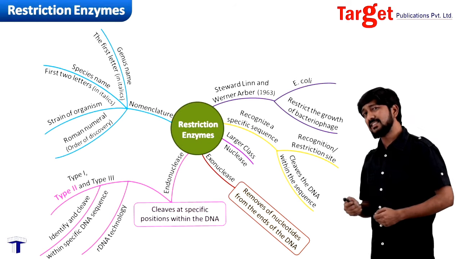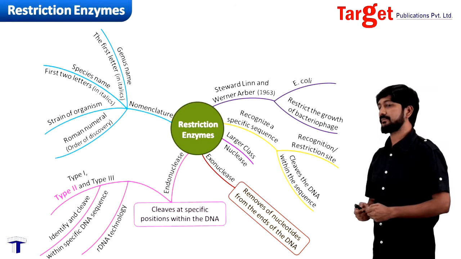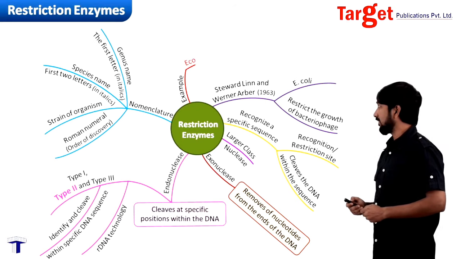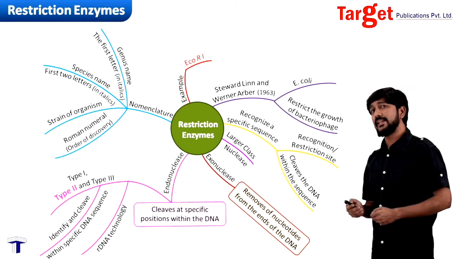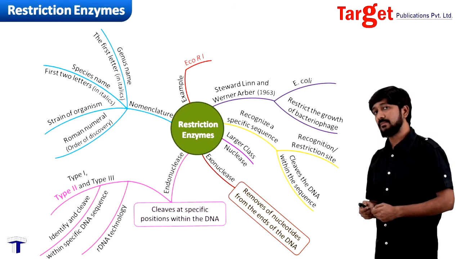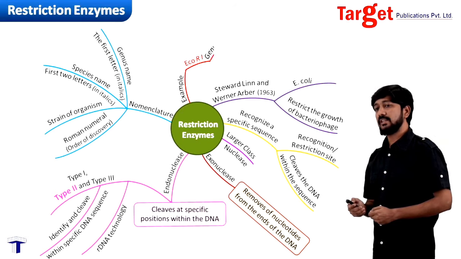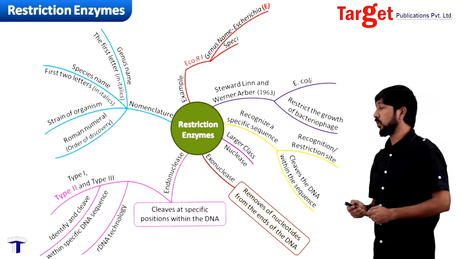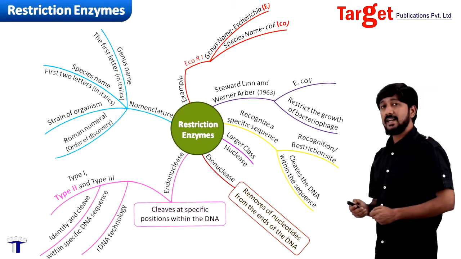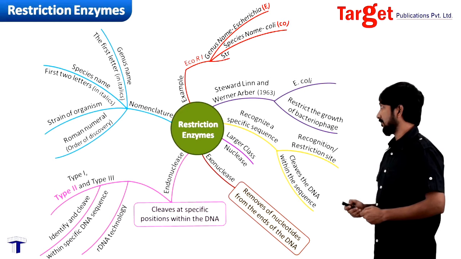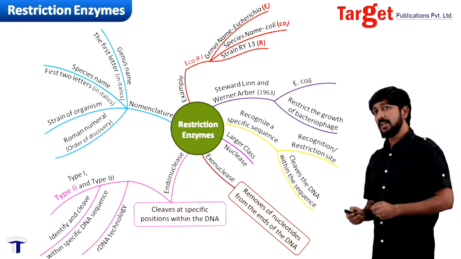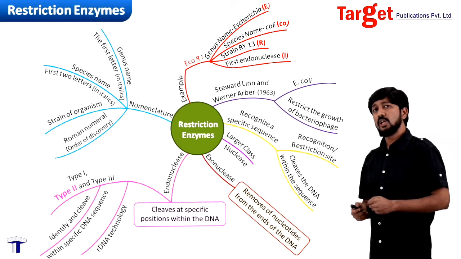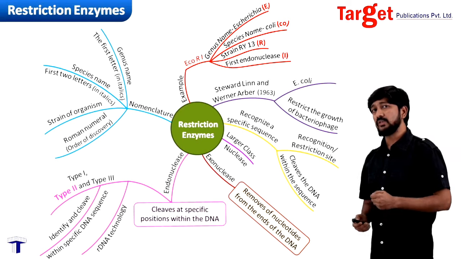Now let us understand this through an example. EcoRI is an enzyme which is isolated from the bacterium Escherichia coli. So the genus name is Escherichia, the species name is coli, and the strain is R. And the Roman numeral indicates the order of discovery. So this was about the restriction enzymes.